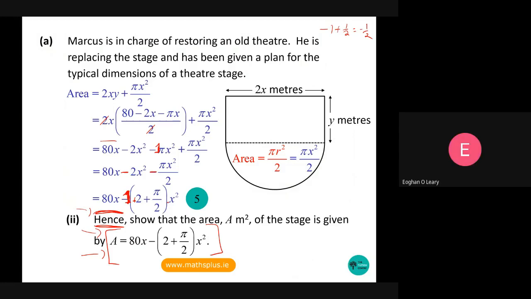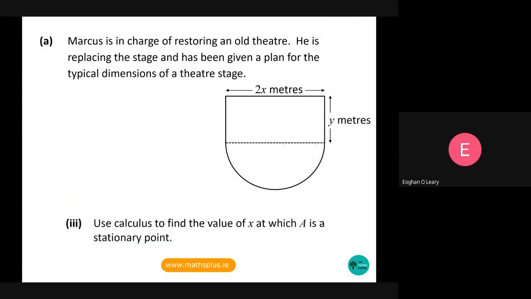Okay, so perfect. The algebra in there, some people would have struggled with, but because you have the answer given to you at the end, that you know what the answer is, you can still continue on to part 3. So we know the area is 80x minus (2 plus pi over 2) x squared.